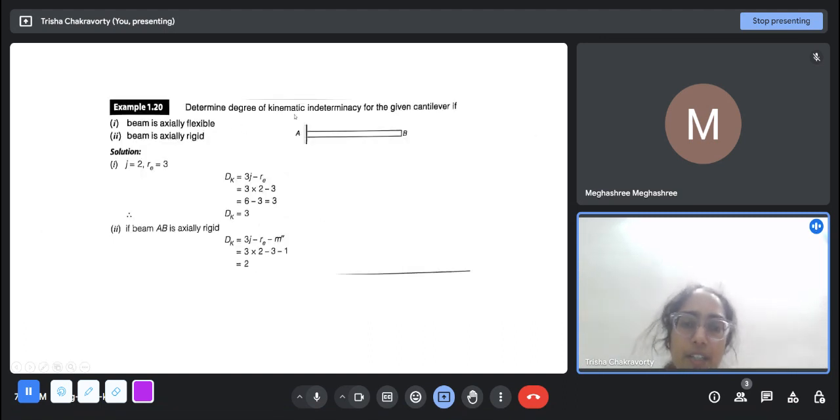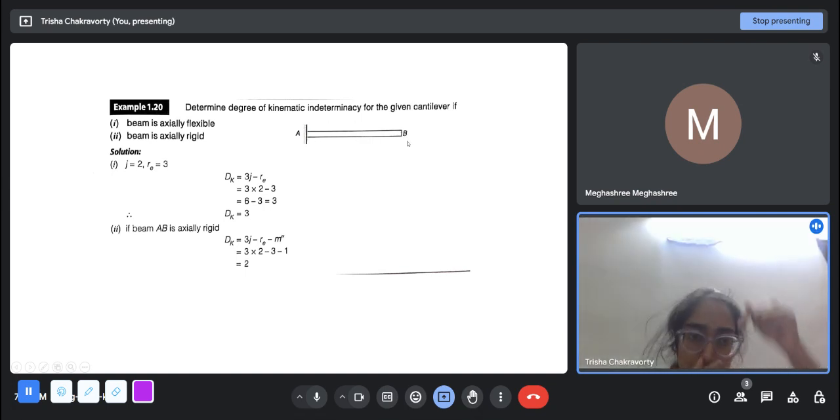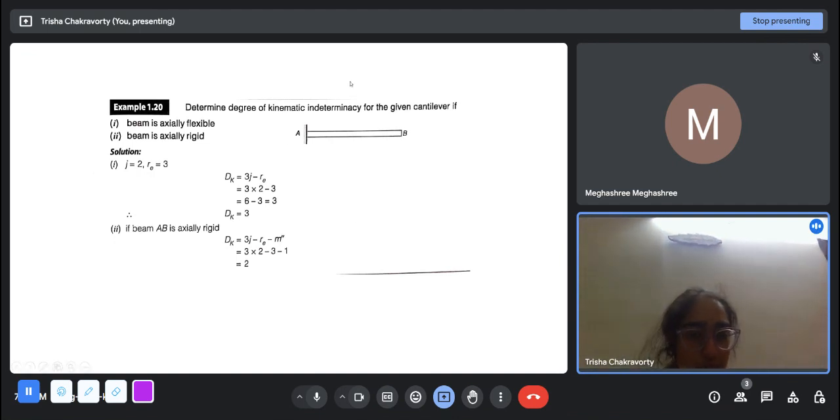So, determine the degree of kinematic indeterminacy for the given cantilever, if the beam is actually flexible, which is what we normally expect. So there are two joints, A and B. Every support or every free end point is a joint here, not the load. If there was a load here, there would not be a joint there. The joints are basically the supports and the end points. So there are two joints. So there are a total of 6 degrees of freedom possibly available before you implement the boundary condition.